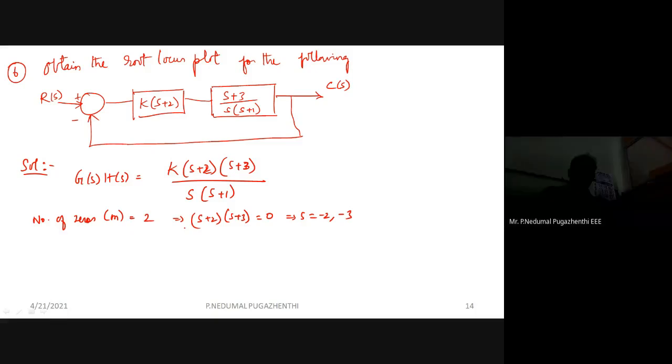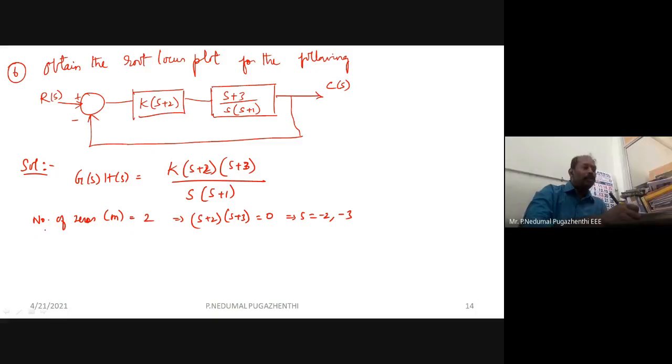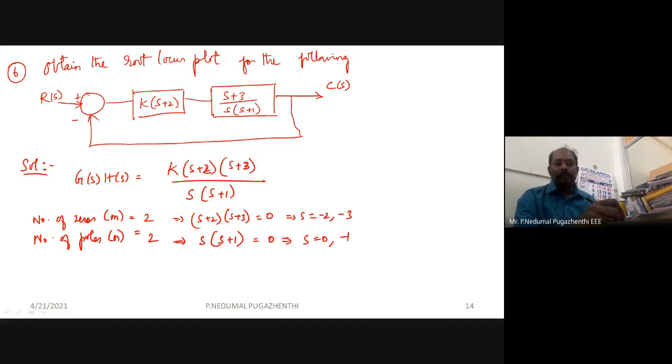In the same way, the number of poles, we say it is n. Again, it is 2. s(s+1) is equal to 0, which implies s is equal to 0 and s is equal to minus 1. Any doubts so far? Identifying the poles and zeros in your given transfer function. Any doubts? Meanwhile, also tell me whether my slides are clear and my audio is also clear.